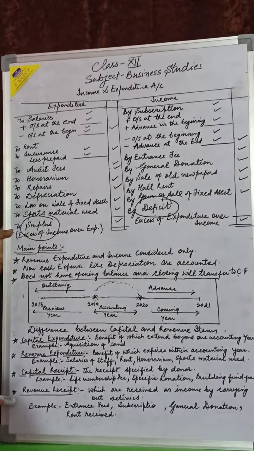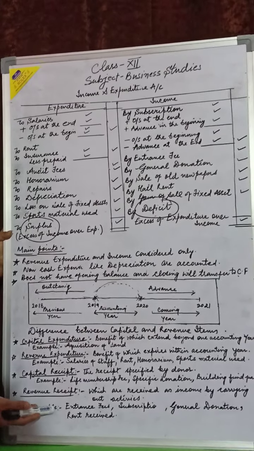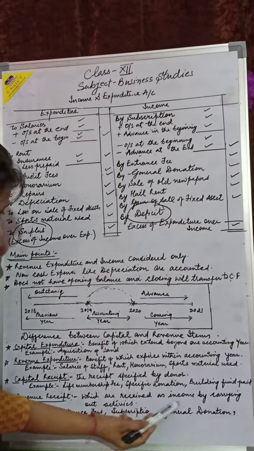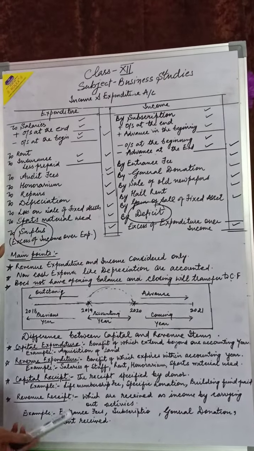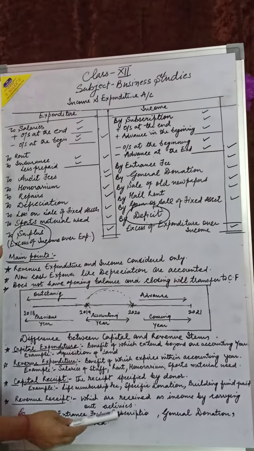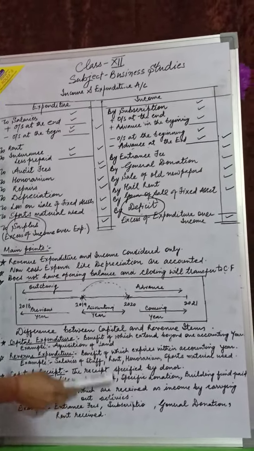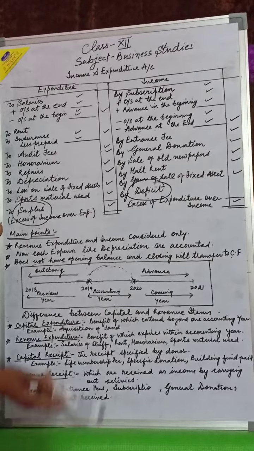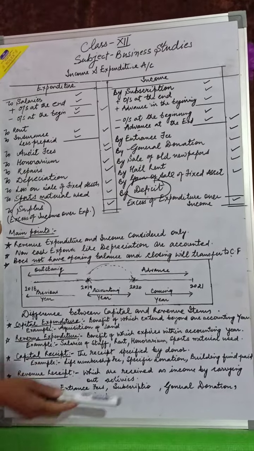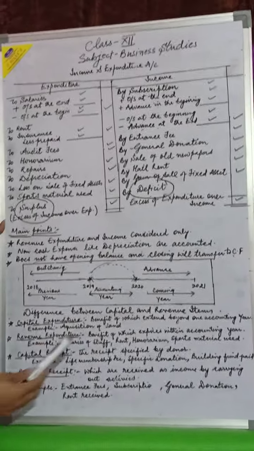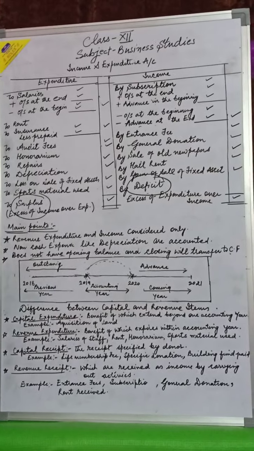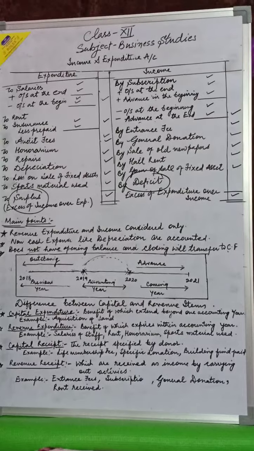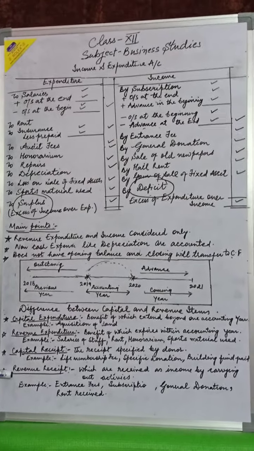Now the fourth one is revenue receipts. What are revenue receipts? They are received as income by carrying out activities. It is a simple course of activity. So day to day activities, whatever is coming into the non-profit organization in the way of inflow of money, that will be the revenue receipts.